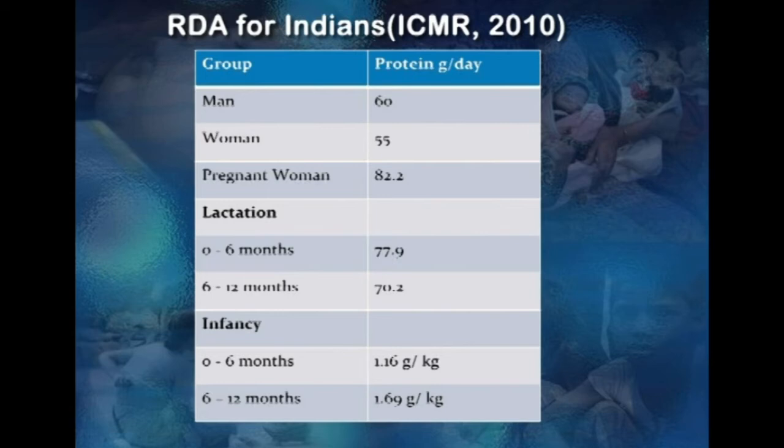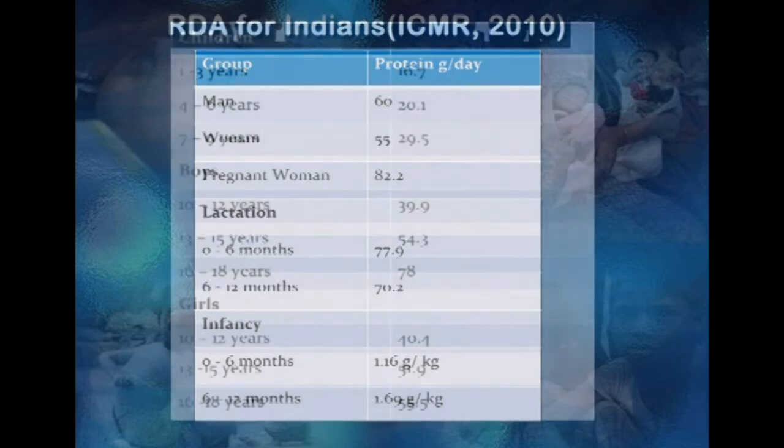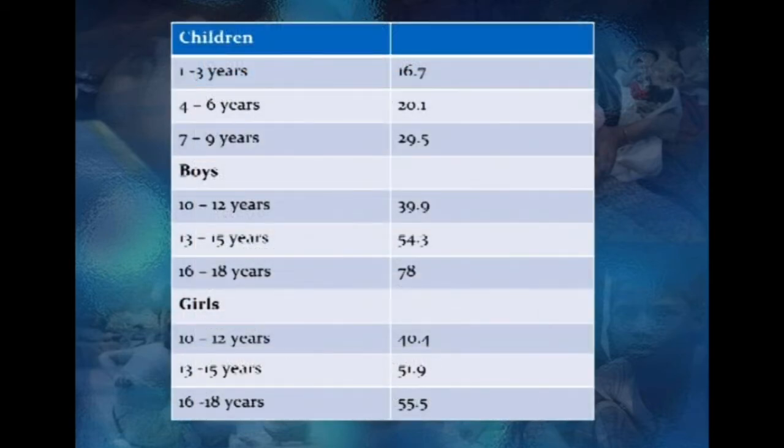Now infancy is an absolute phase of rapid growth and here the requirement is given with respect to grams per kg body weight. In children 1 to 3 years it is 16.7 grams, 4 to 6 years 20.1 grams, 7 to 9 years 29.5 grams. However, during the adolescent period, that is after 10 years, the requirement for boys and girls will differ. 10 to 12 years, even then it is almost similar for boys and girls. But then in the later part, boys are taller and heavier than girls, and their requirement for protein will be more than for girls.